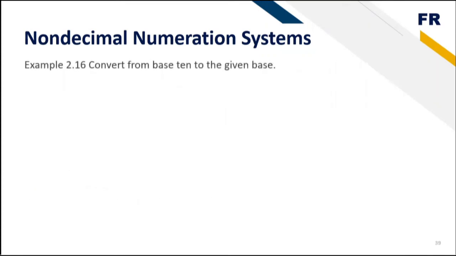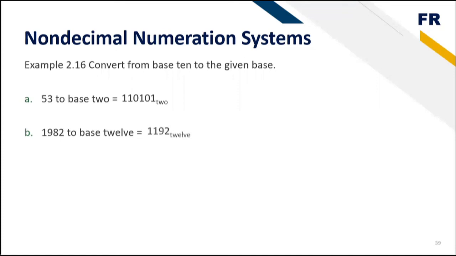And for the last example, convert from base 10 to given base. Letter A, 53 to base 2. Letter B, 1982 to base 12. So letter A, that is 110101 base 2. And for letter B, 1982 is equivalent to 1192 base 12.